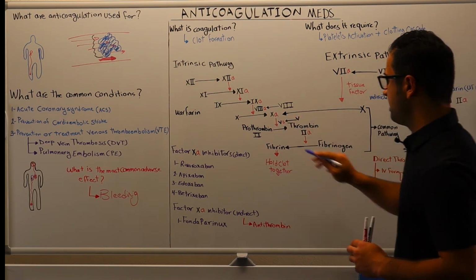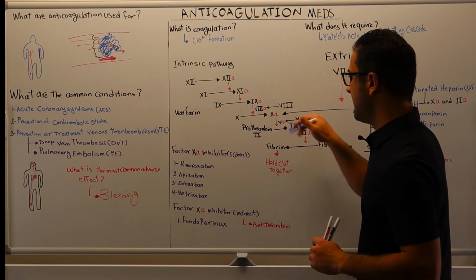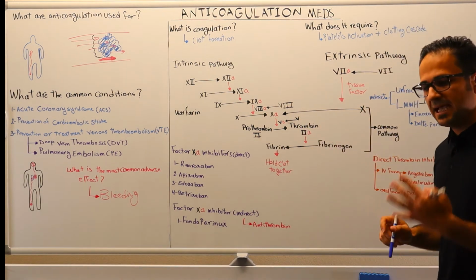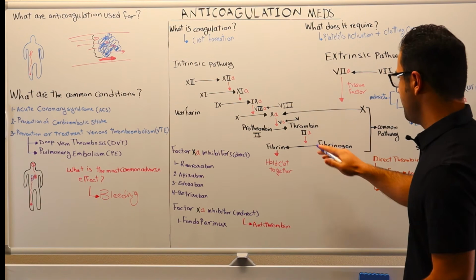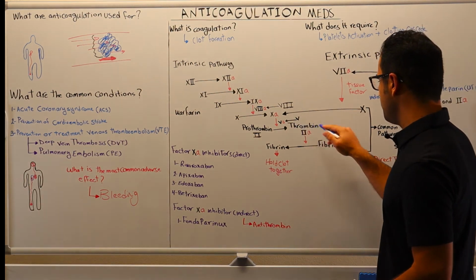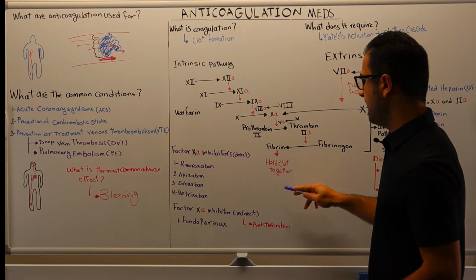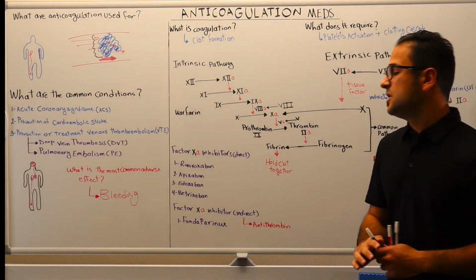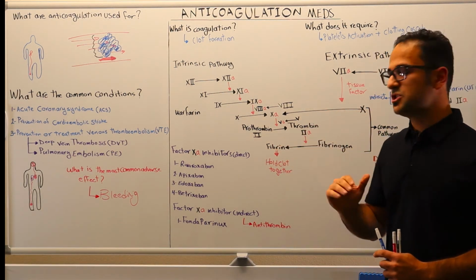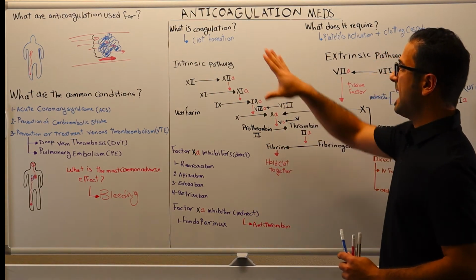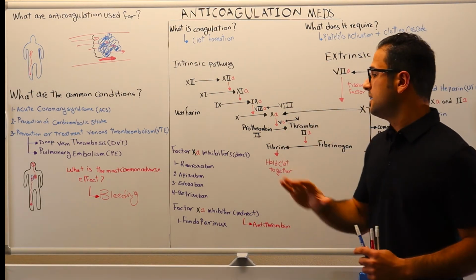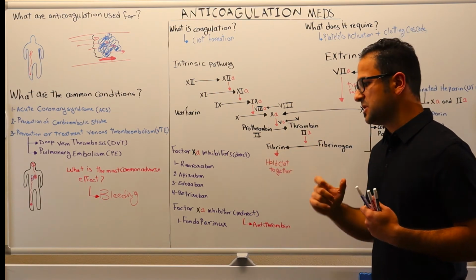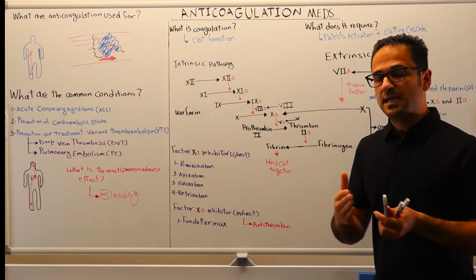And then factor 10A, with the help of factor 5, the activated one, converts prothrombin, which is factor 2, to thrombin, the activated form of factor 2. Then factor 2A, the thrombin, converts fibrinogen to fibrin, and therefore we hold the clot with fibrin. This is why, in order to break a clot, we need a fibrinolytic, which breaks up fibrin. Anticoagulants cannot break up a clot because it's held together with glue, and that is the fibrin. So we need something that can break up the fibrin in order to break up the clot.